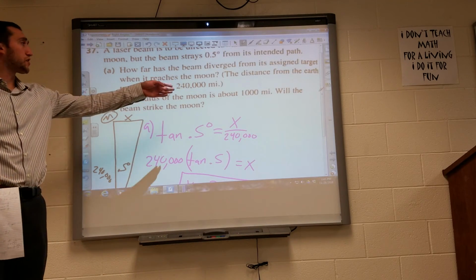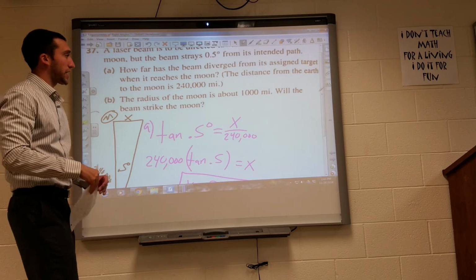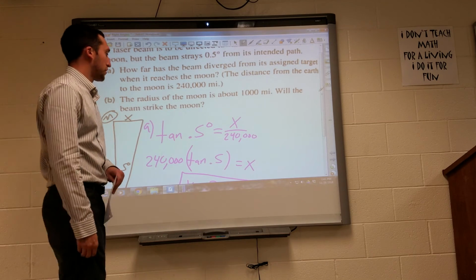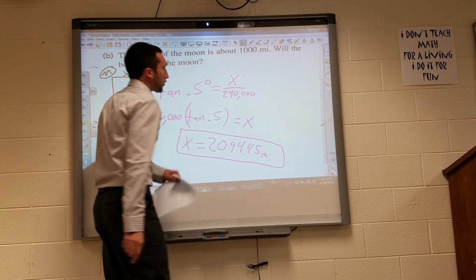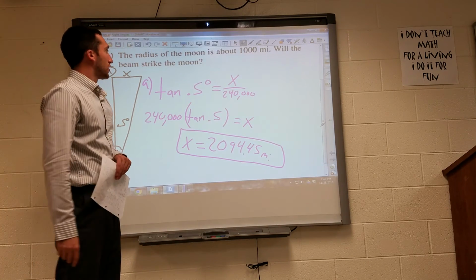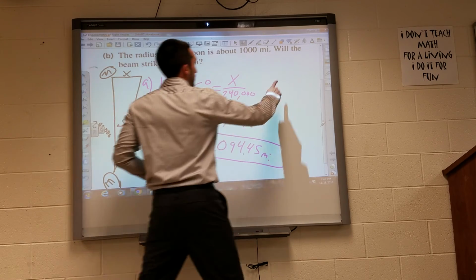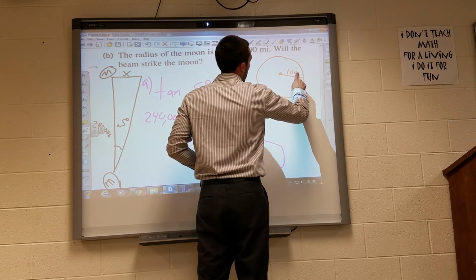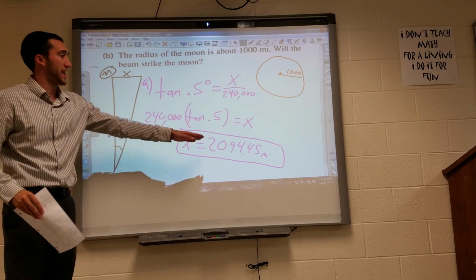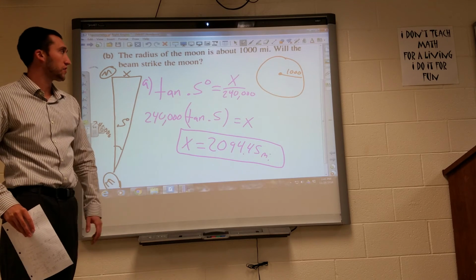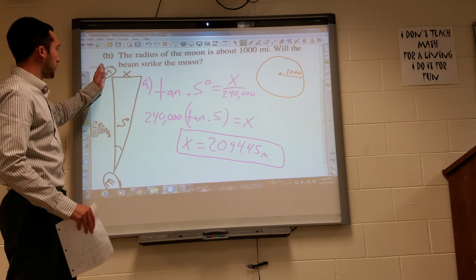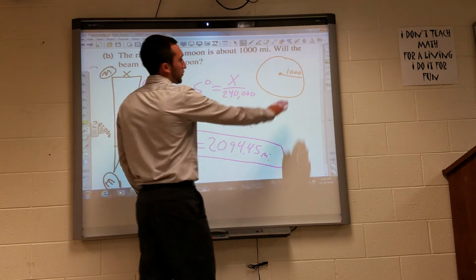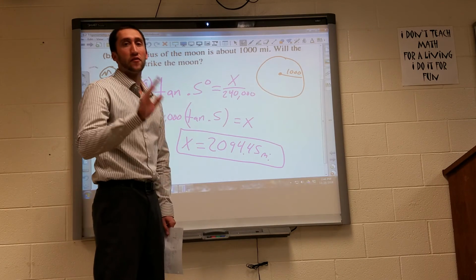Part B says the radius of the moon is 1,000 miles. So the radius obviously being from the center to the edge. Will that beam strike the moon? Well, the radius is only 1,000 miles. So if I'm aiming here in the middle of the moon, the radius is 1,000, but we've just shown that I missed my mark by 2,000 miles. So after it's traveled this 240,000 miles, I missed the center of the moon by 2,000 miles. So since the radius is only 1,000 miles, I'm definitely going to miss the moon.